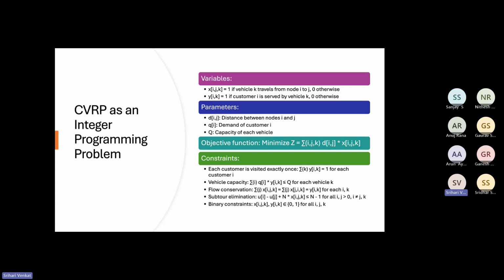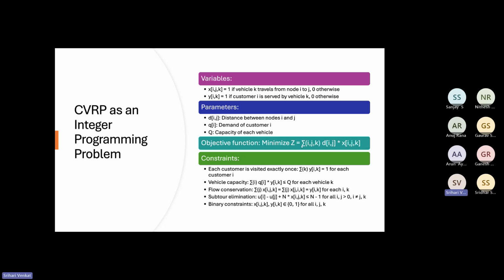The variables at hand are x_ijk, equal to 1 if vehicle k travels from node i to node j, 0 otherwise. And y_ik equal to 1 if customer i is served by vehicle k, 0 otherwise. The parameters are d_ij, the distance between nodes i and j, q_i, the demand of customer i, and Q, the total capacity of each vehicle.